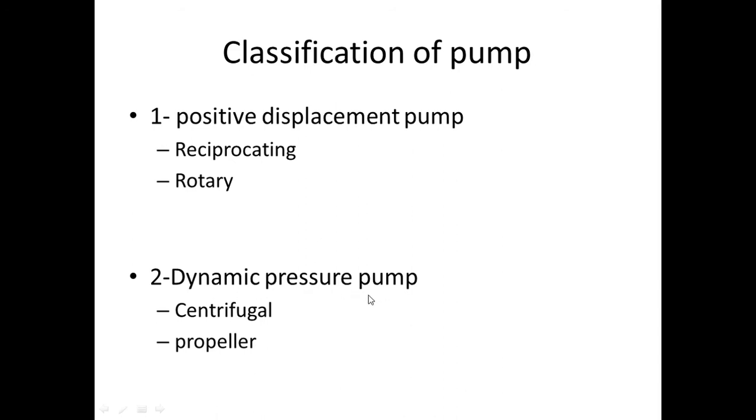Dynamic pressure pump: in this type of pump, kinetic energy is utilized for increasing the pressure of the fluid. It can be increased by centrifugal action or by propelling action. So it is further classified as centrifugal pump and propeller pump.